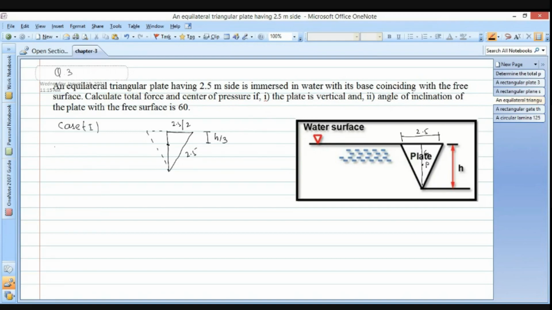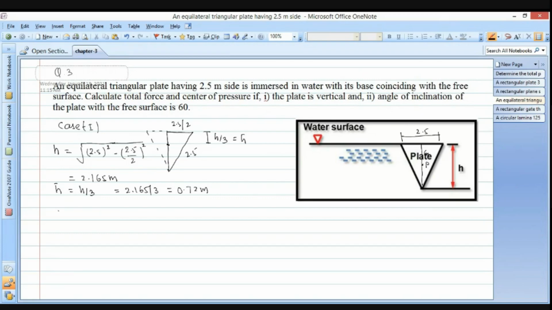So using the Pythagoras theorem we find the height of this equilateral triangle, which is the square root of 2.5 squared minus (2.5 divided by 2) whole squared. So in this way we get this h. We get the height, that is 2.165 meter, and this h cut is equal to h by 3. So for case 1, h cut equals 2.165 divided by 3, we get 0.72 meter.